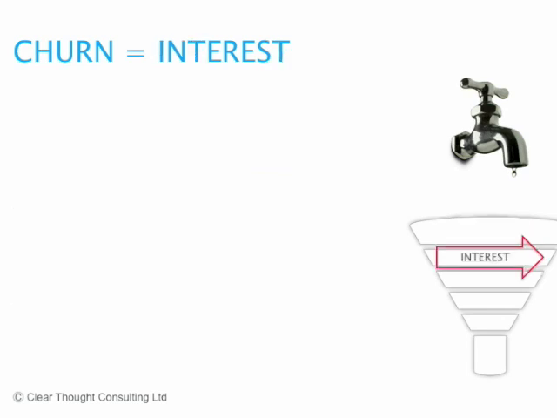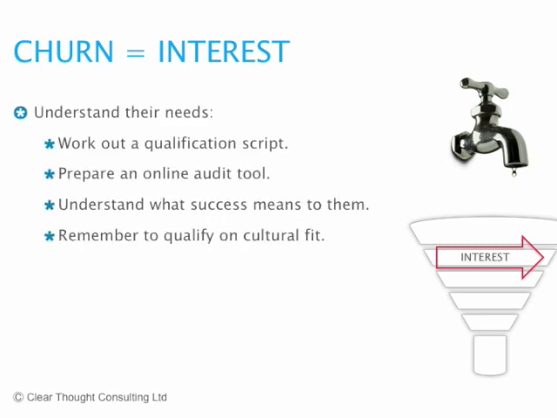Moving on to the interest stage of the sales funnel, the key thing here is understanding their needs. So you could work out a qualification script, prepare an online audit tool, understand what it is that success means to them, and also bear in mind, when you are working out what their needs are, that there is actually a cultural fit. Often churn is based on a clash of personalities rather than the product or service that people have bought.